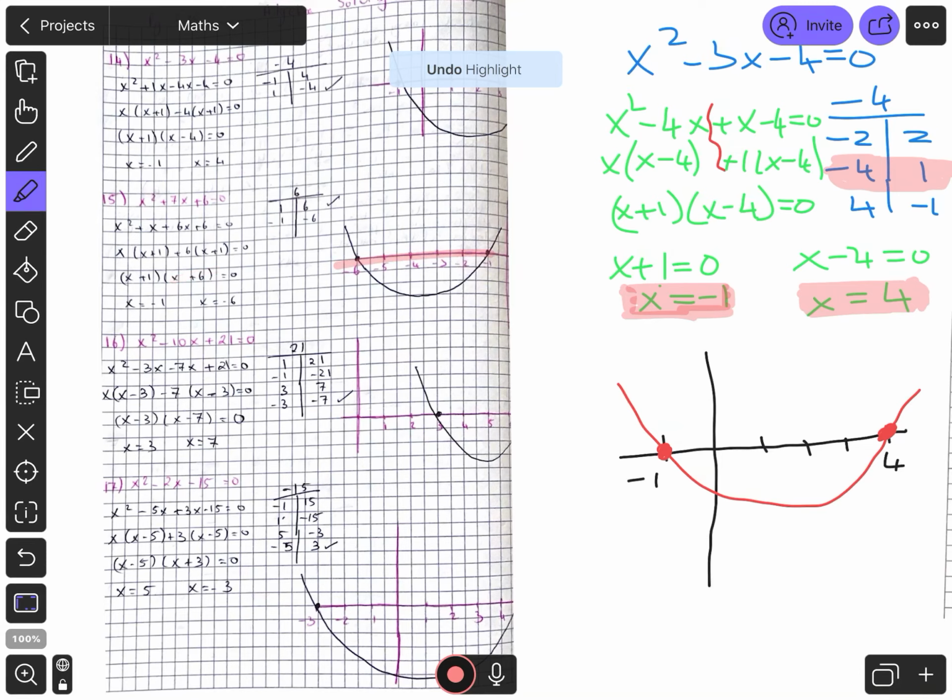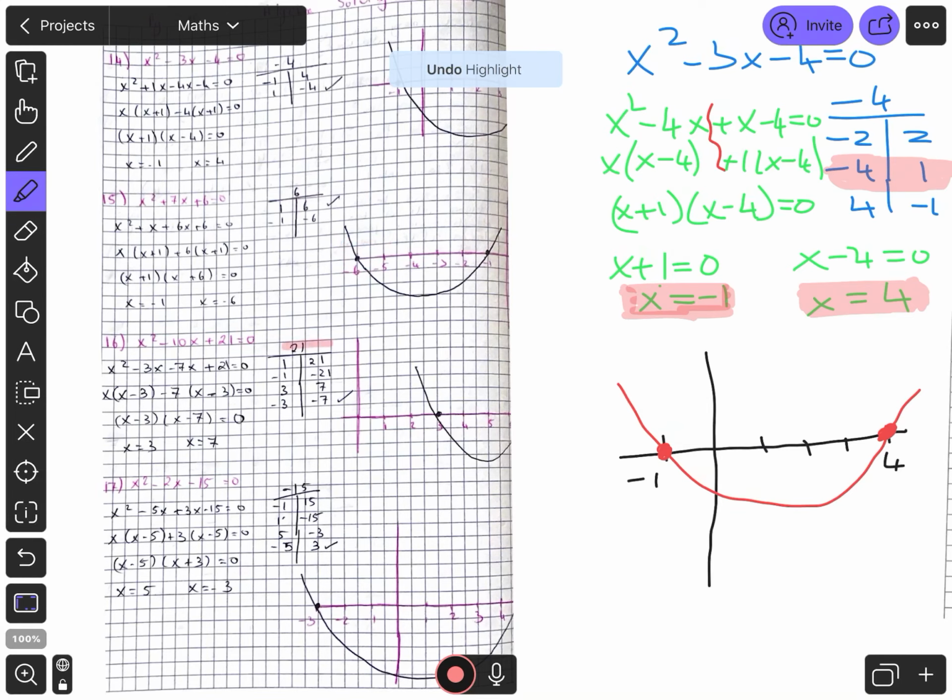I graph this out again. I go from minus 6 to minus 1. Again, the y-axis doesn't make any difference. I know it's a positive x squared, so I'm doing a u-shaped graph, and I'm using the minus 1 and the minus 6. Next question, 16, then this one here.